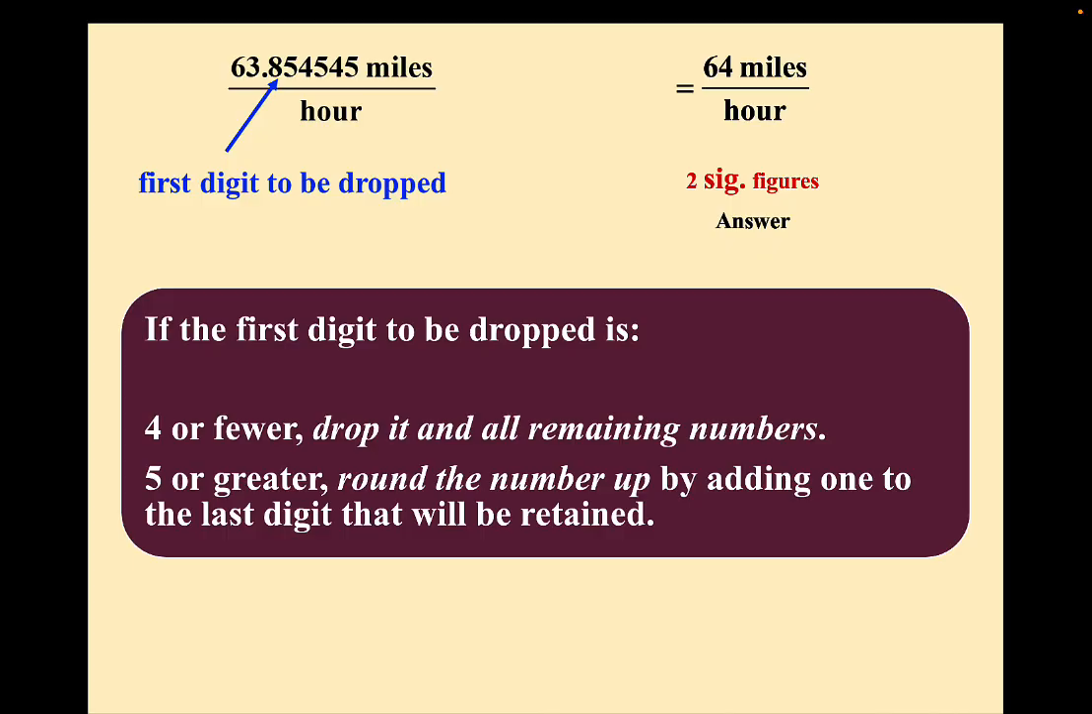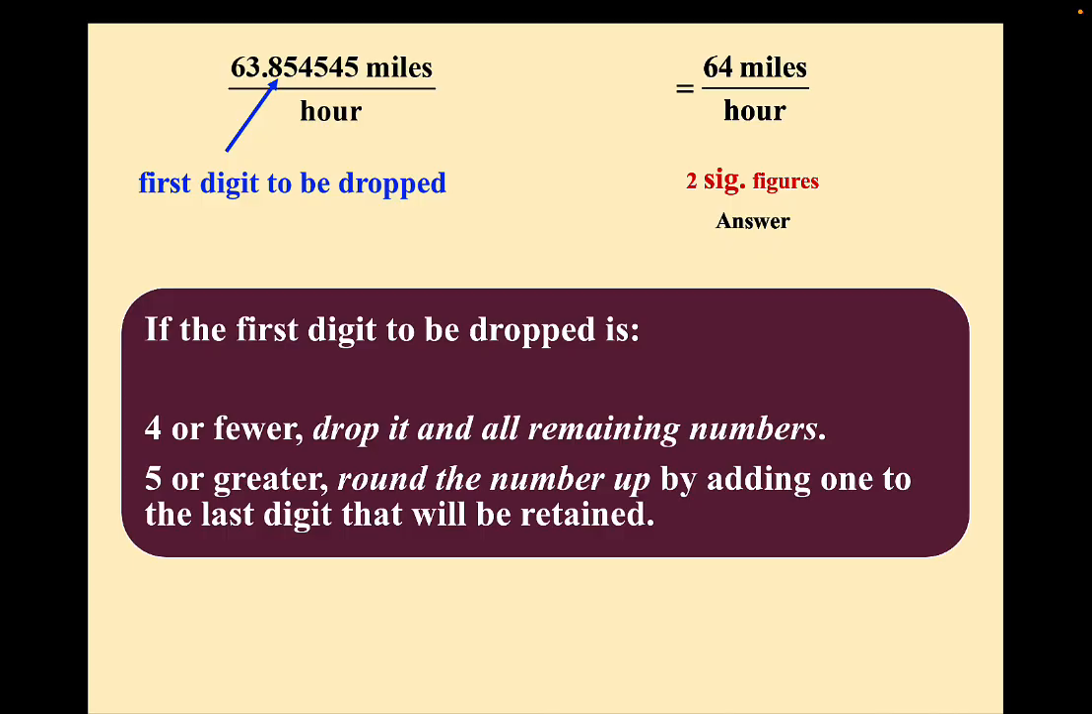When rounding, if it's a 4 or lower, we round down, right? 4 is closer to 0, so we get rid of that. But if it's 5 or greater, then we round up, and our answer here should be 64. Please don't just drop off the significant figures that we cannot use. We need to round these appropriately.